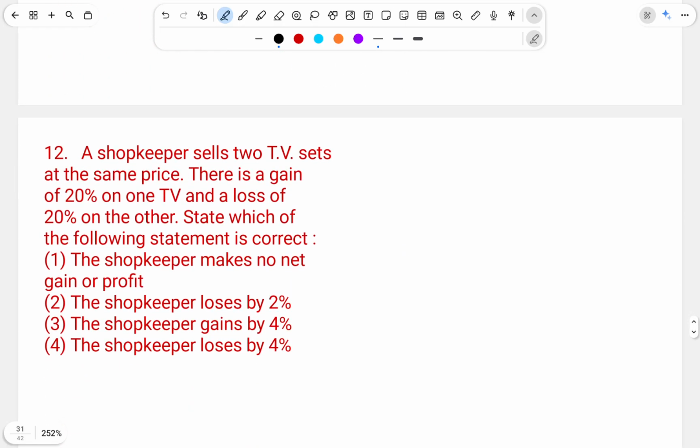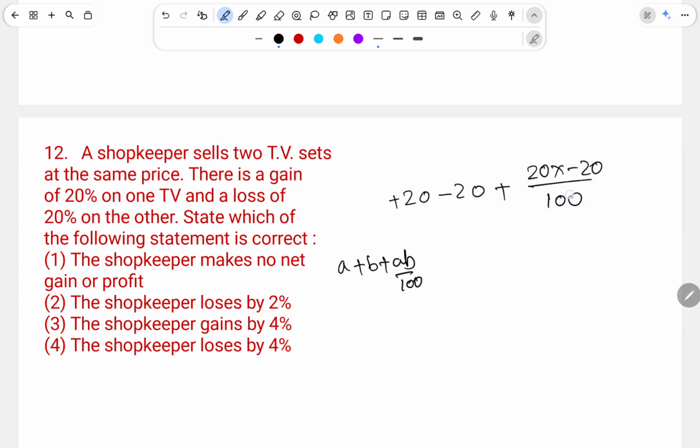A shopkeeper sells 2 TV sets at the same price. There is a gain of 20% on one TV and a loss of 20% on the other TV. State which of the following statements is correct. So on selling price they are saying, one is 20% profit, the other is 20% loss. Use this formula: A plus B plus AB by 100. Profit means plus, loss means minus 20. 20 into minus 20 by 100. 2 into 2, minus 4. Minus indicates loss. Loss of 4%.